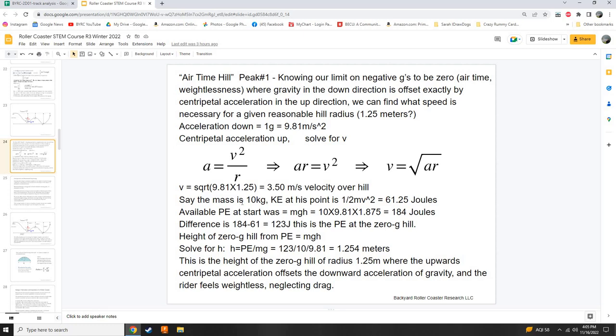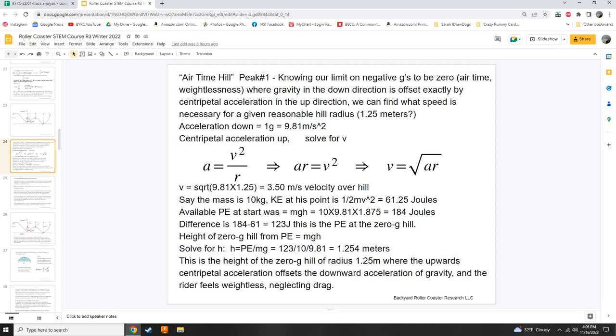If the mass is 10 kilograms, that would be 61 joules kinetic energy. Now the available potential energy at the top of the hill was 184 joules, which is mgh, which is 10 times 9.81 times 1.875 height. That's 184 joules. The difference, 184 minus 61, is 123 joules, and that's what we've got left over, and we want to have that in potential energy at the top of the 0G hill.